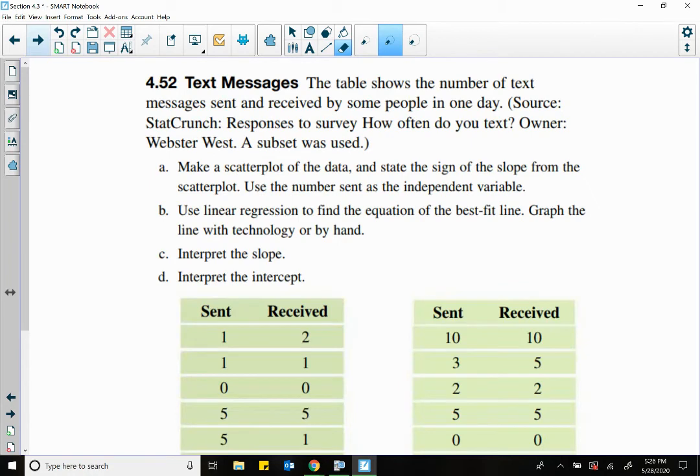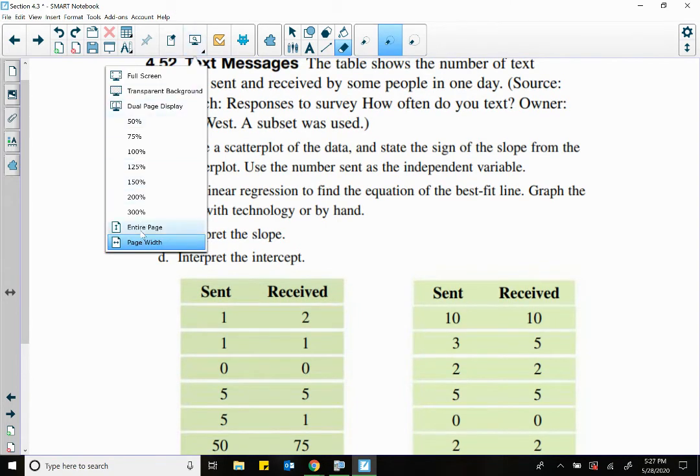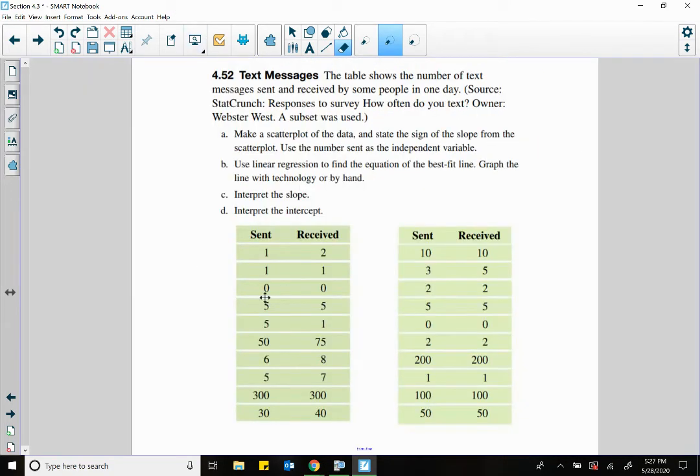All right, last problem. StatCrunch and calculator time. So what I have given you here, I don't think this is very big. The table shows the number of text messages sent and received by some people in one day. They want you to make a scatter plot and state the sign of the slope from the scatter plot. Use the numbers sent as the independent variable, which makes sense because the first column is usually X, the second column is usually Y.